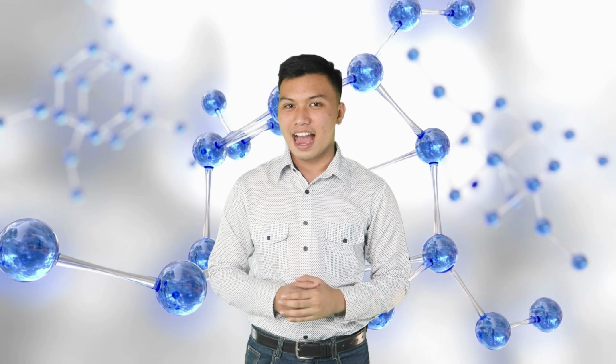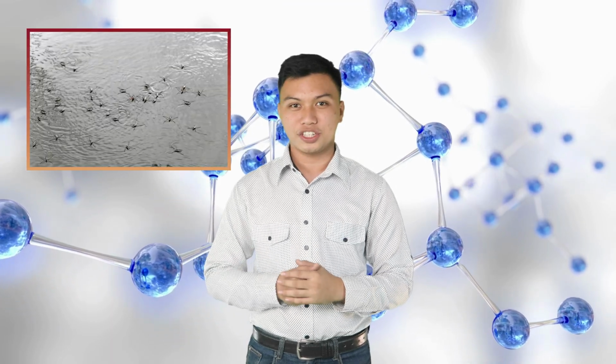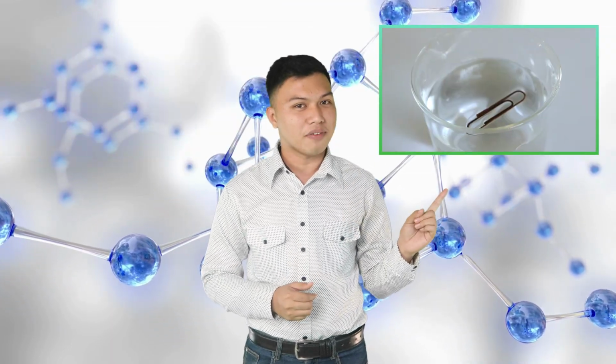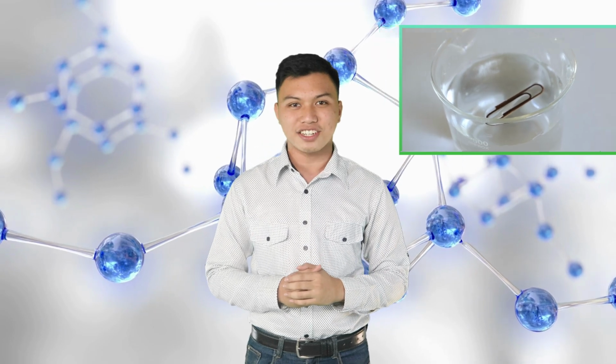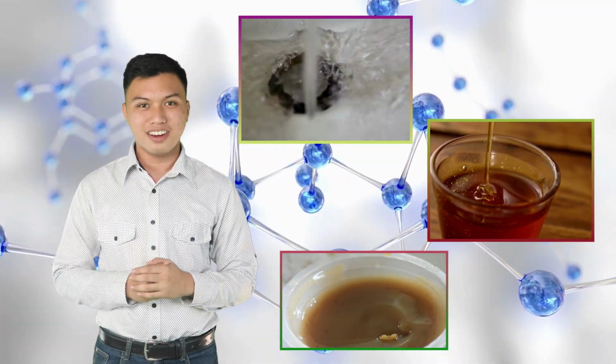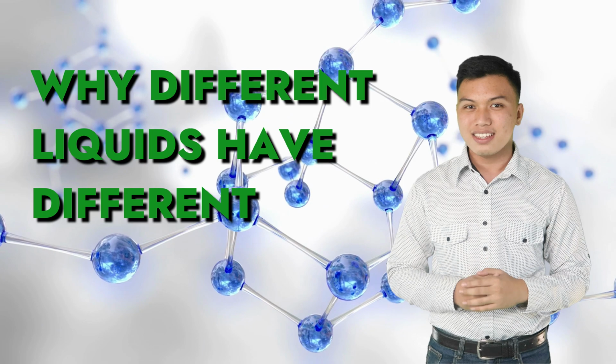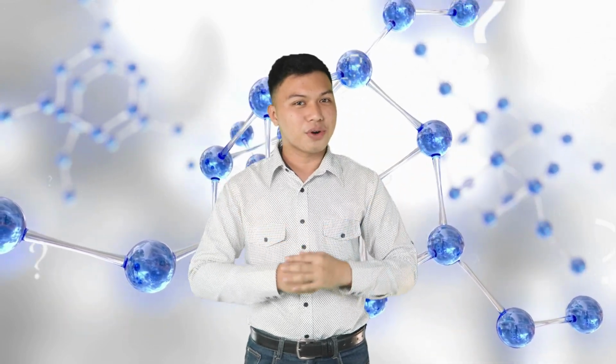Have you ever wondered how this water strider can walk on water? Or how this paperclip can float even though it's far denser? Why do some liquids flow slower than others? Or why do different liquids have different boiling points? So, how do these phenomena occur?